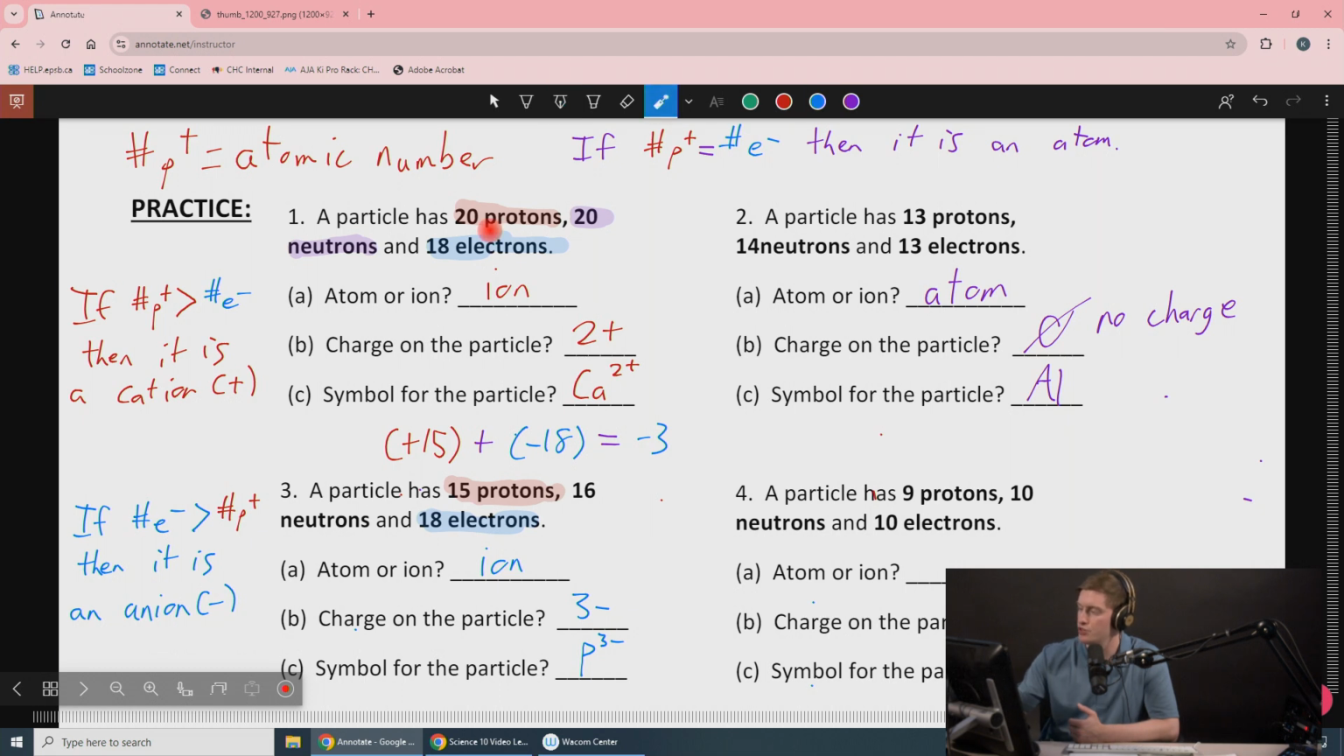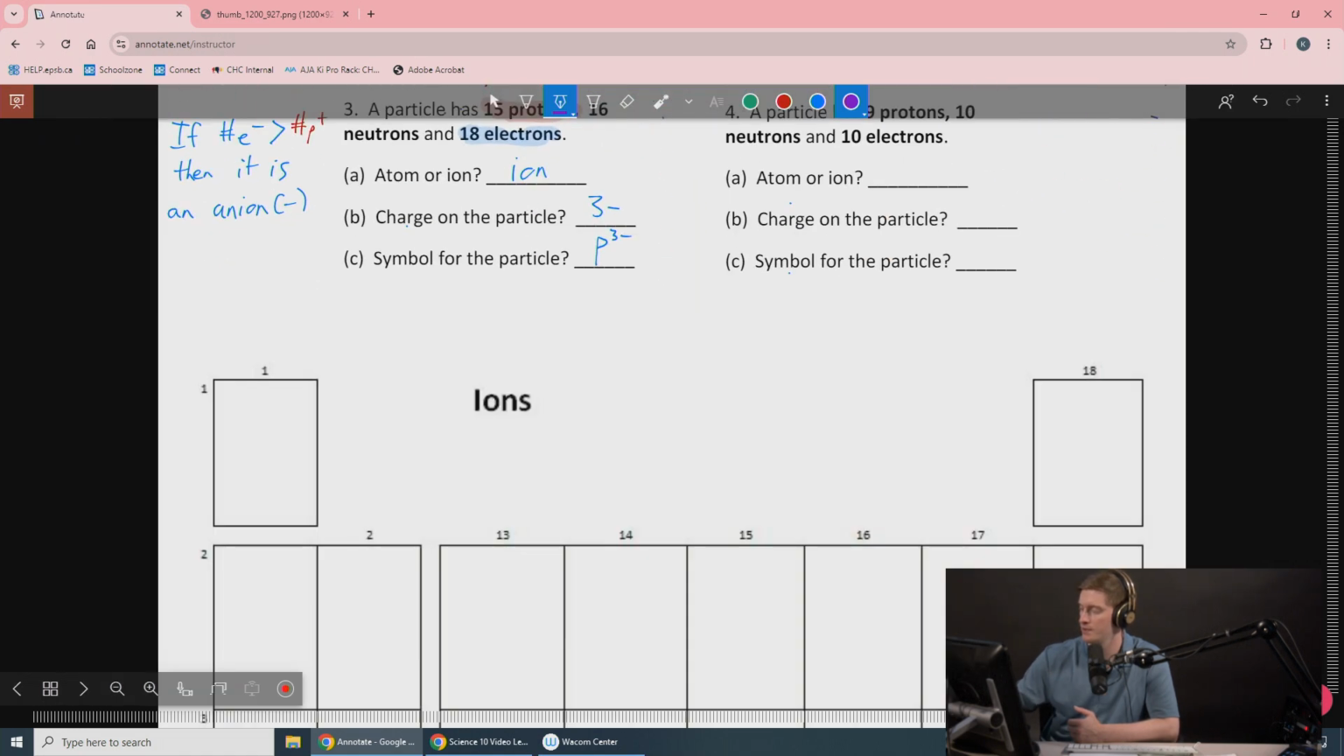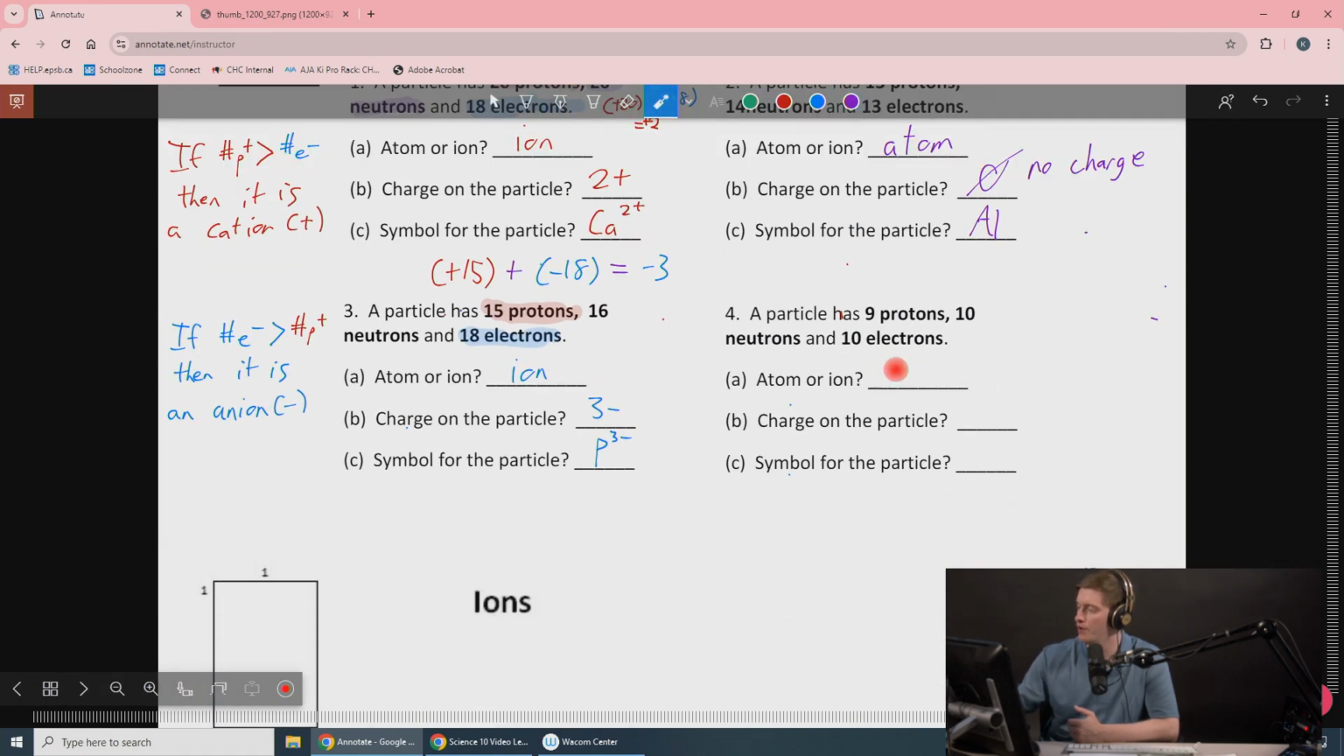You could do the same integer math over here for this calcium ion, where if you took a positive 20 and you added it to a negative 18, you would end up with a charge of positive 2. You can actually do the exact same integer math for the aluminum atom, which had a positive 13 plus a negative 13 would give us an overall charge of 0. Go ahead and try 4 on your own.